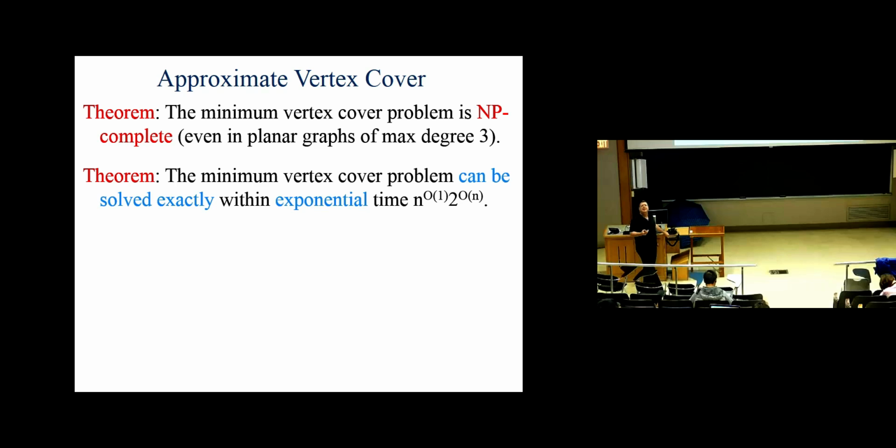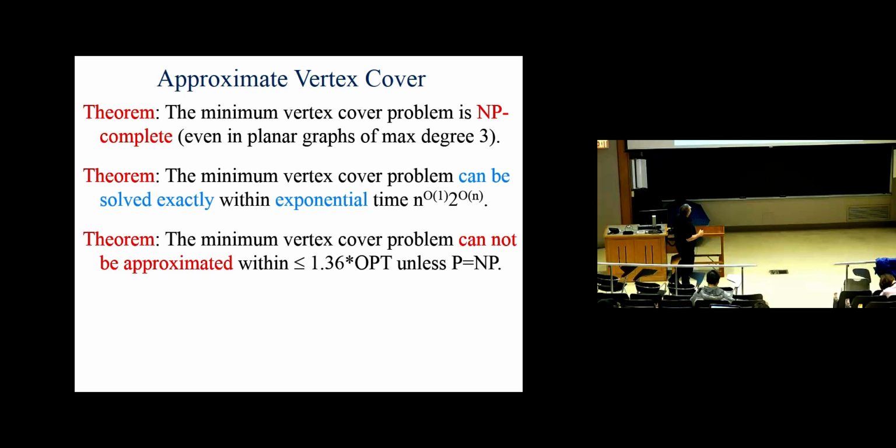Another theorem is that the minimum vertex cover can be solved exactly if you want to expend exponential time. That's not hard to see, right? Look at all possible ways of choosing vertices as subsets out of the original set of vertices and check each one to see if it's a cover. Once you exhaust everything, you'll know what the best cover is. But that's exponential time.